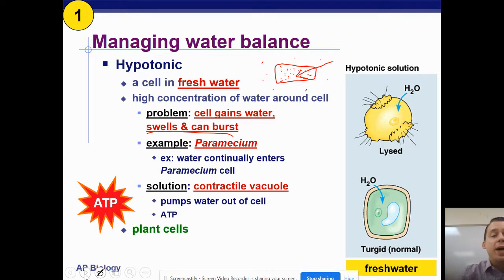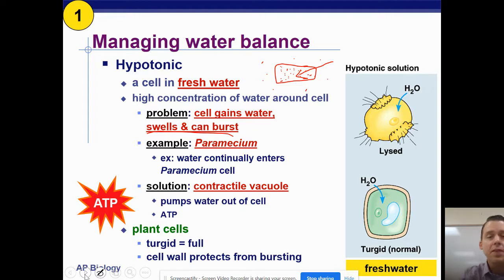Plant cells also have a handy way of dealing with hypotonic solutions. When they become full of water, they've got their cell wall, and that cell wall is going to protect them from bursting. So that's a good thing for plant cells. Here we notice that a plant cell is turgid. Even though water is entering in this hypotonic solution, it's turgid and not lysed. All right, moving on.